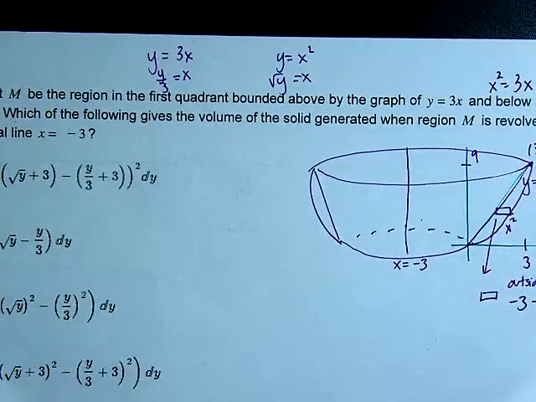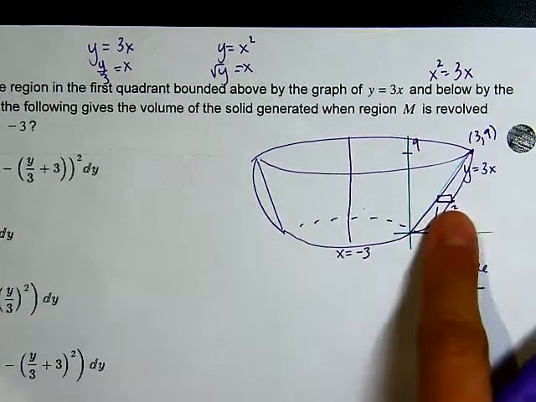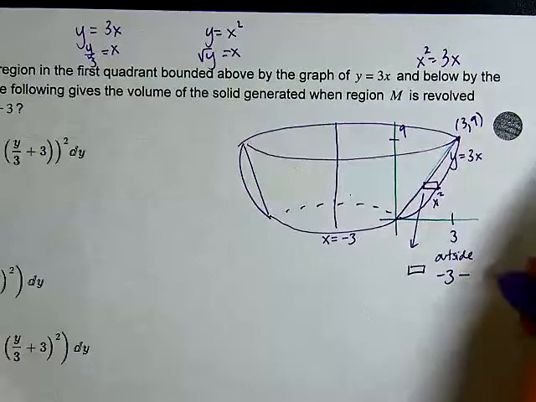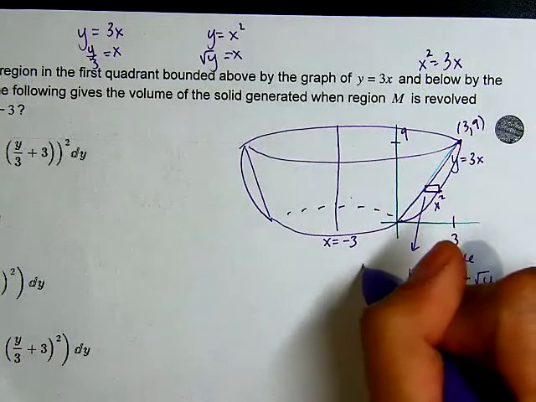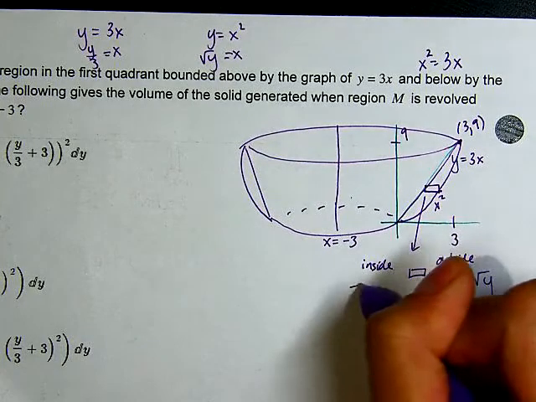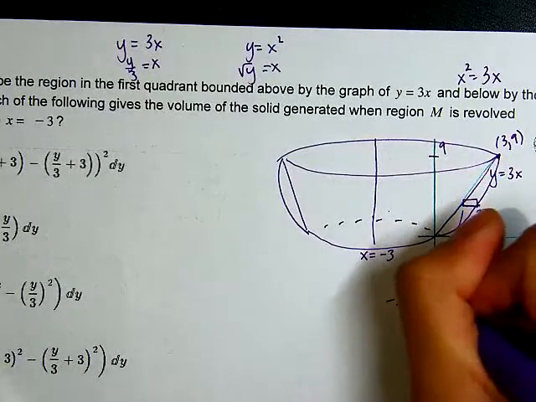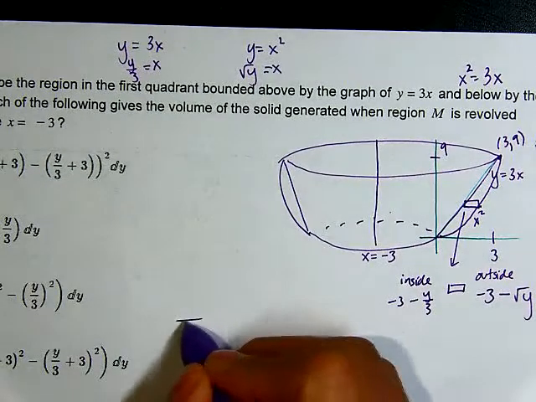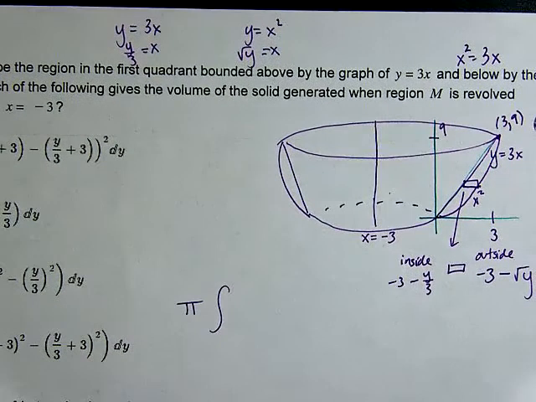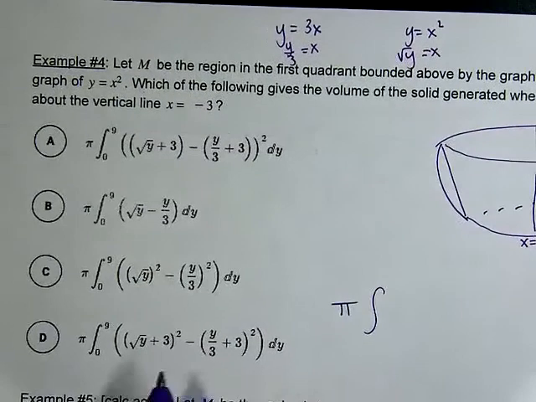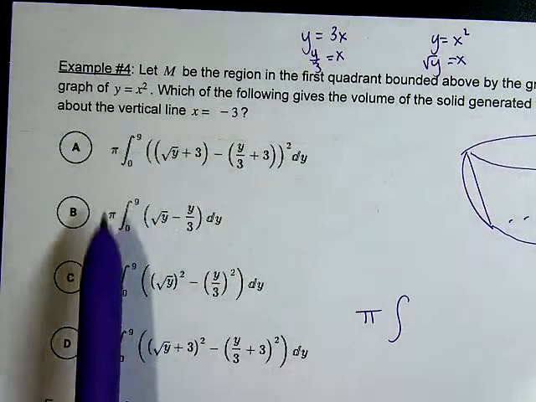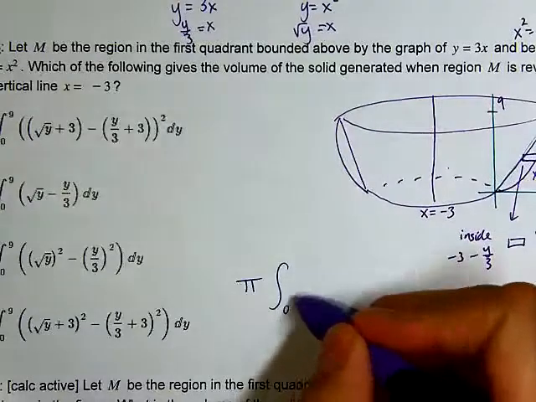Again, when we usually take the square root of both sides, we have a positive and a negative. We don't care about the negative here because we are in the first quadrant. So this outside curve, instead of being x squared, will now be square root of y. And my inside radius will be given by -3 minus y over 3. Okay, so as a reminder, we do need to go from 0 to 9, not 0 to 3, because we're doing it with respect to y. You'll notice all of the answer choices have it from 0 to 9.